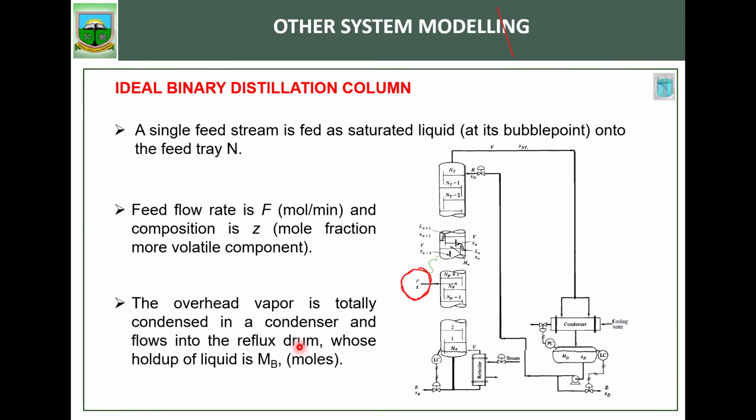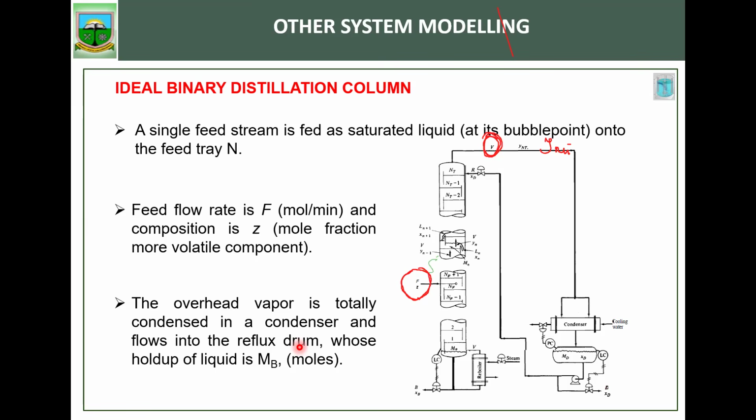Then when it comes here, the vapor will travel up to here. So you see there's V here. And this V here, the volatile component there is the N. NT stands for what? The top tray. Then it comes down here to the condenser.